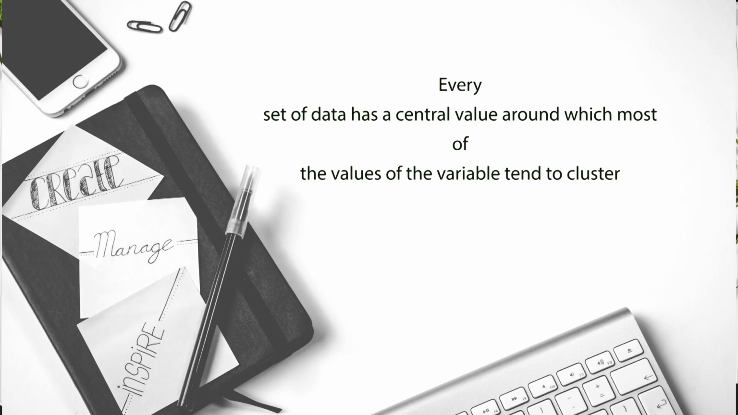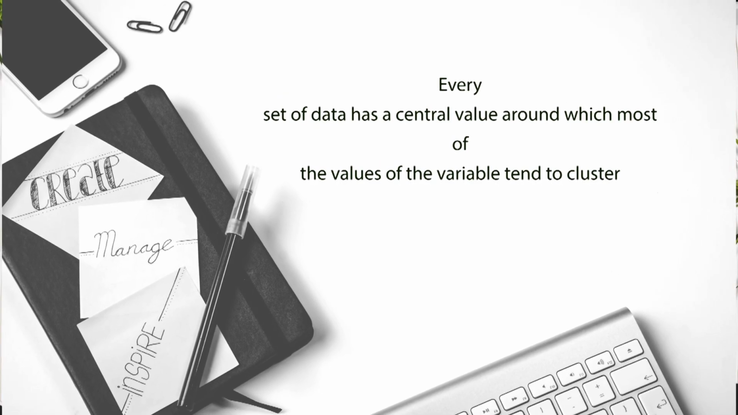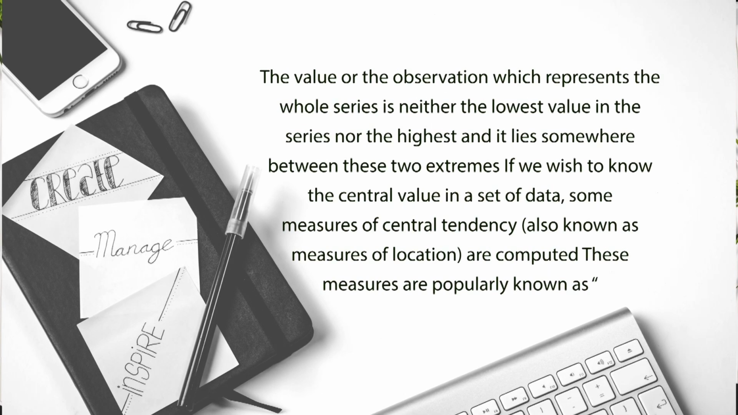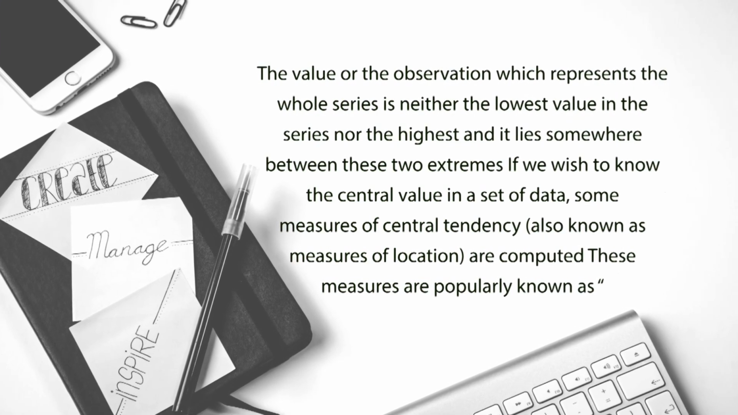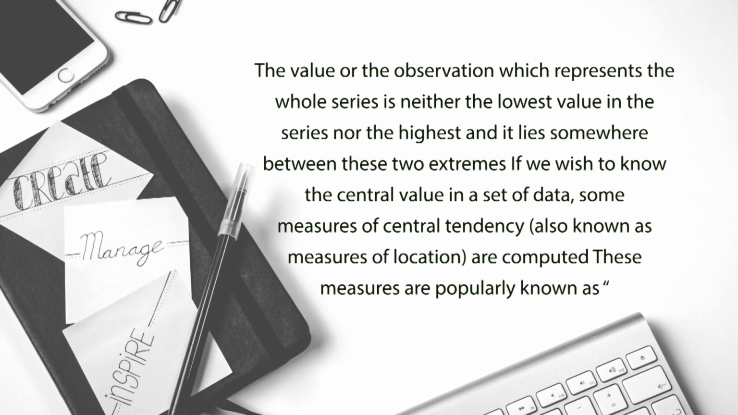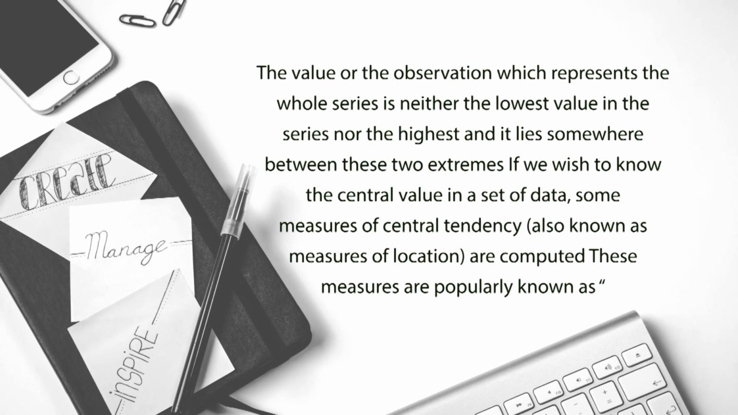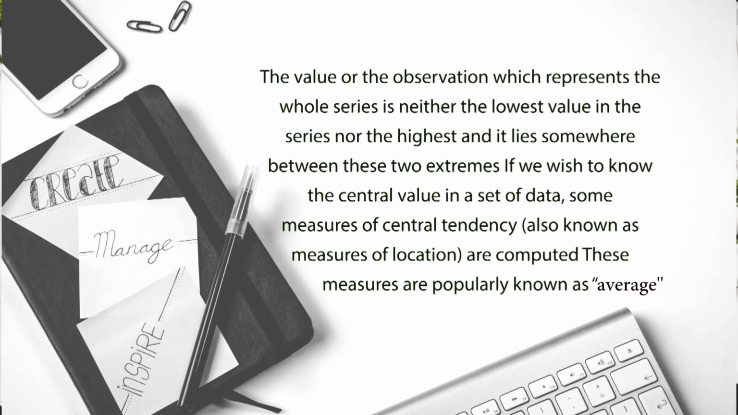Every set of data has a central value around which most of the values of the variable tend to cluster. The value or the observation which represents the whole series is neither the lowest value in the series nor the highest, and it lies somewhere between these two extremes. If we wish to know the central value in a set of data, some measures of central tendency, also known as measures of location, are computed. These measures are popularly known as averages.